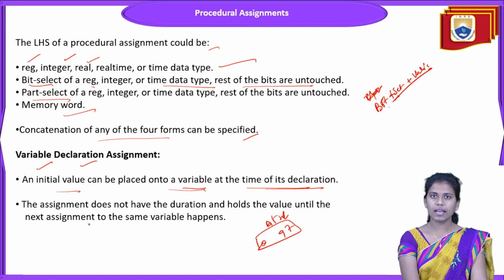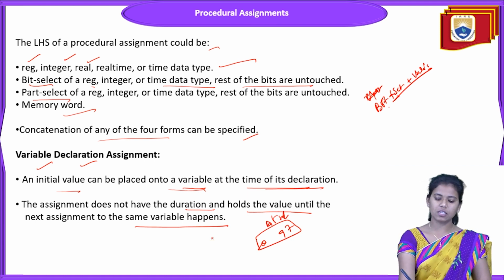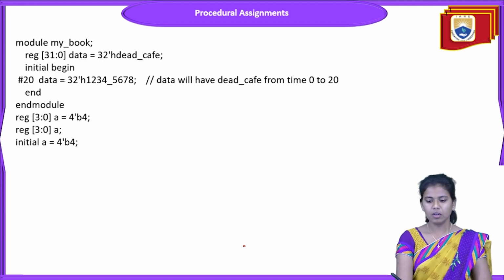Then the assignment does not have a duration and holds a value until the next assignment to the same variable happens. Similarly, in the previous slide we discussed, my variable is holding 10. Until and unless the next value comes, my variable will hold this constant 10. Until 20 comes, then it will leave and hold 20. This is what we see in the procedural assignments.